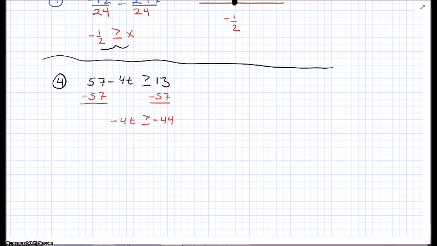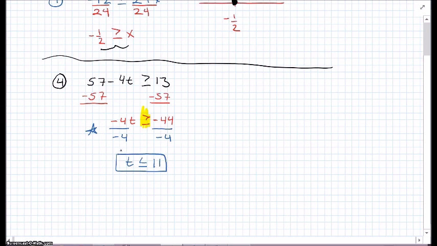Now notice the negative sign. I'm going to divide each side by negative 4 to isolate the variable by itself. When I divide by a negative, I have to flip the inequality sign. So it's going to be t less than or equal to 11. To graph that on a number line, I'm going to mark 11, and it's a solid circle because there's an equals, and t is less than, so it's going to go to the left.